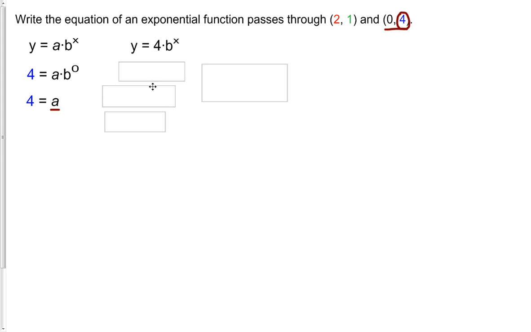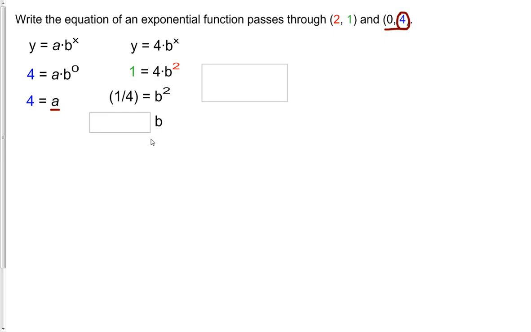So now we have a problem like we've seen before. Let's take this point, 2, 1, and plug it in and try to solve for that missing b. We have 2 in for x, so we'll have b squared, and on the other side it's equal to 1. If you want to continue solving, you divide both sides by 4 to get that b squared term by itself, and you have 1/4 equals b squared. So now you just need to take the square root of both sides. On the right, we'll end up with just b.